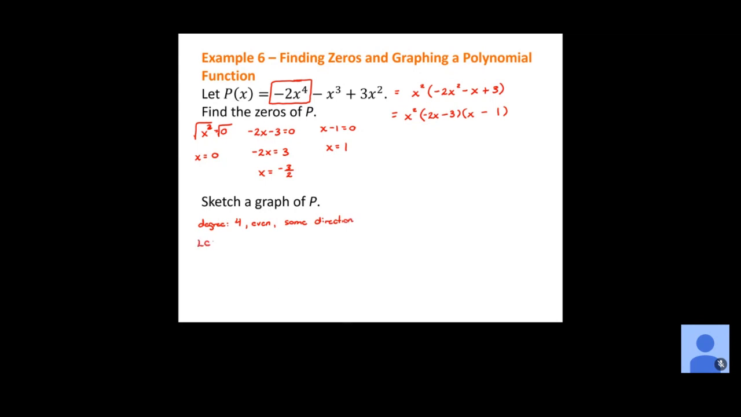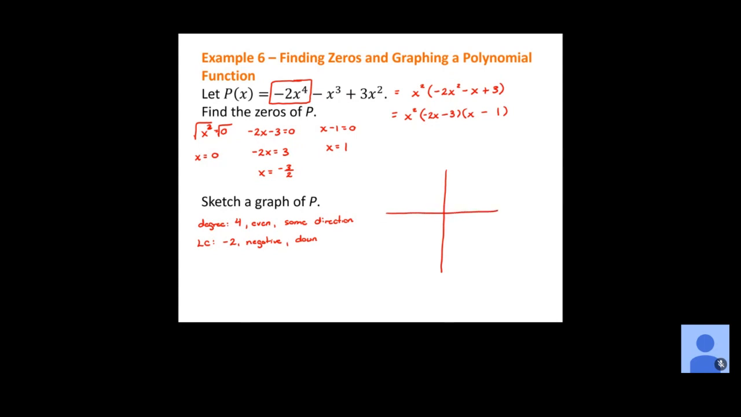Then I look at my leading coefficient. This time that's a -2. That's a negative value, and that means that both ends, because they're going in the same direction, are going to be going down. All right, so now I have my zeros, I have my end behavior. So now we can sketch this.